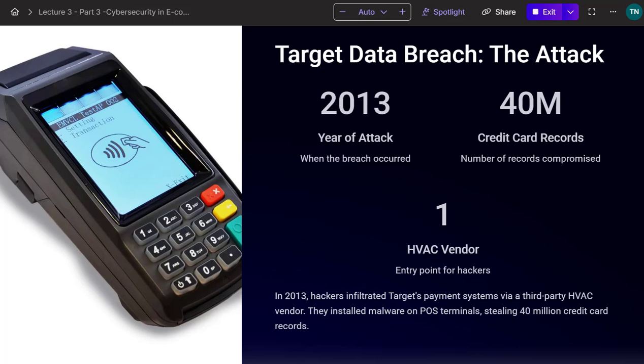This breach highlights the importance of securing all access points to a company's network, even those that may seem peripheral, like the HVAC system. It is a cautionary tale about the need for robust cybersecurity measures and vigilance against evolving threats.